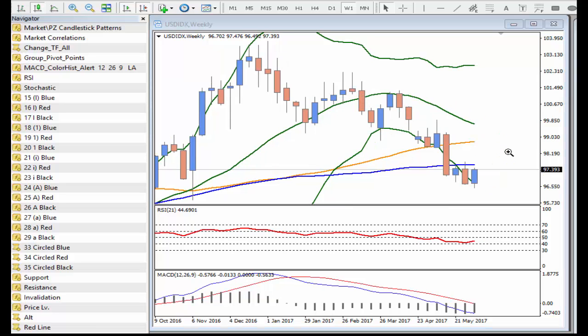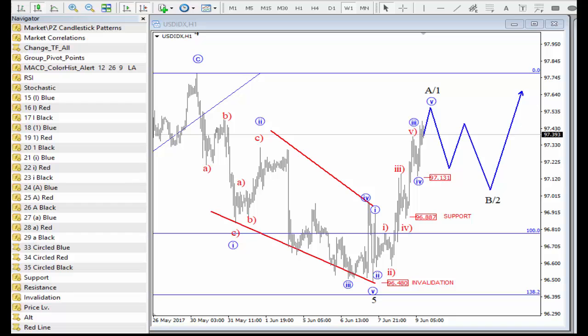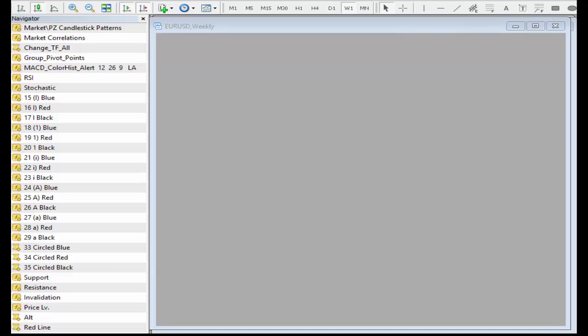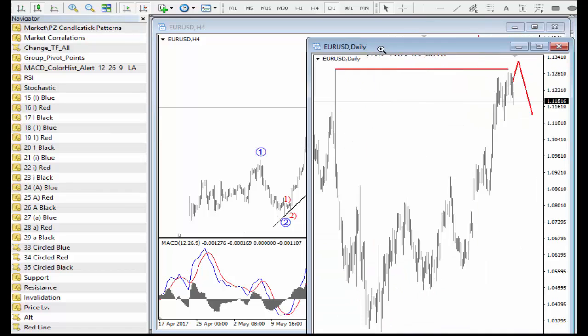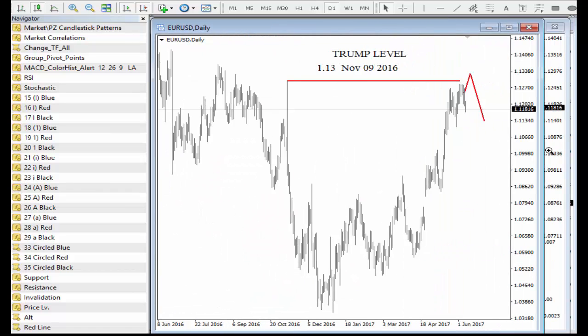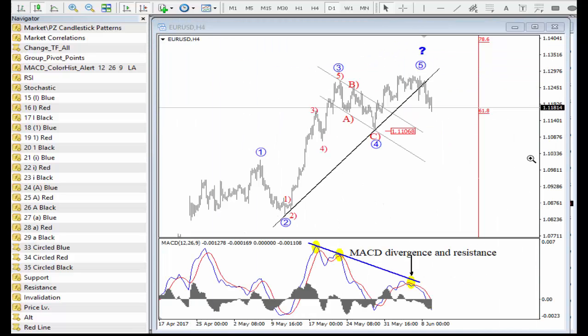So keep an eye on this dollar index chart, which definitely could tell us a lot more about euro-dollar direction, which has turned recently down, and we have come pretty close to this Trump level that I have discussed in my past video update.